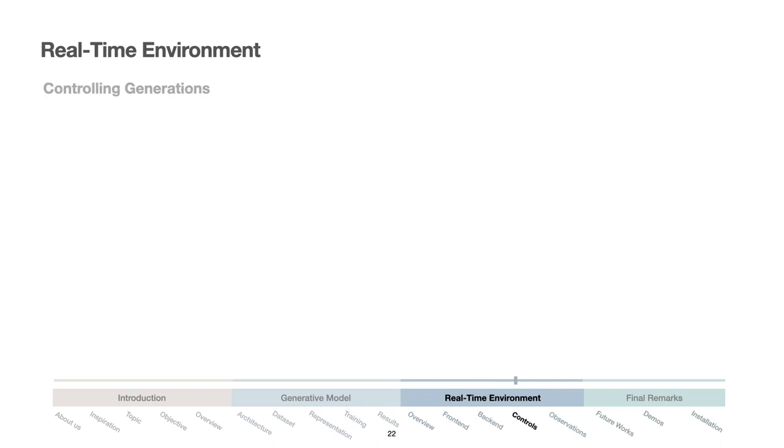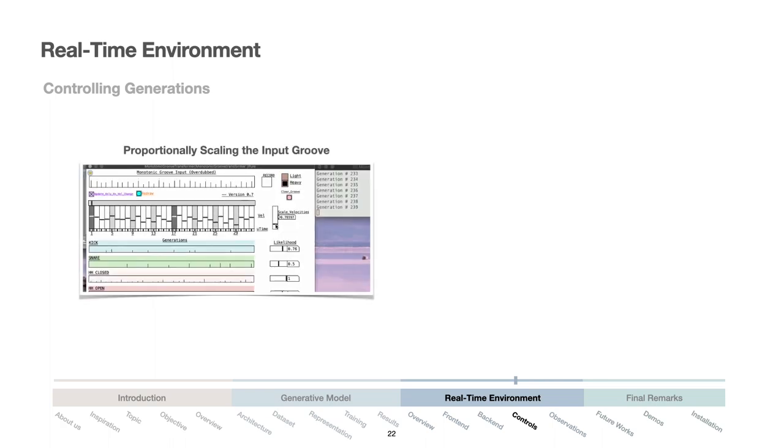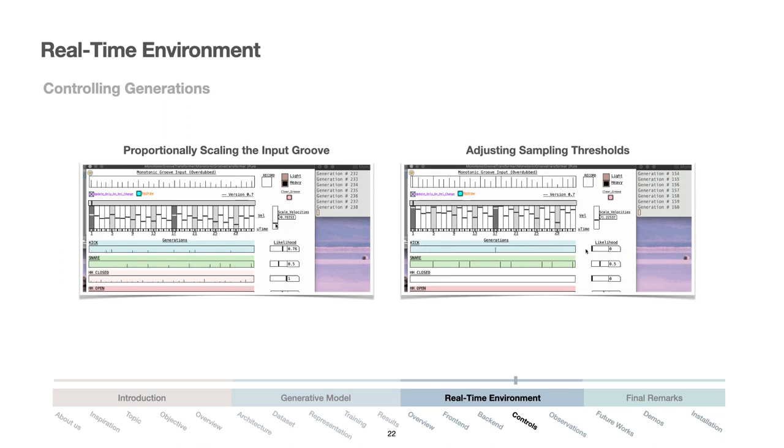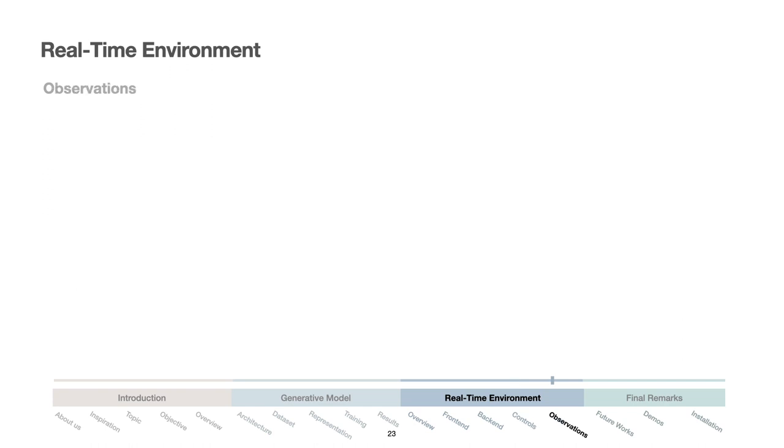With respect to control parameters available in the system, at this point there are only 2 ways to manipulate the generations for a given input groove. One, the user can proportionally scale the velocities of all events in the input buffer, or the sampling threshold for each of the voices can be adjusted. This way, the likelihood of generating a specific drum voice can be manipulated by the user.